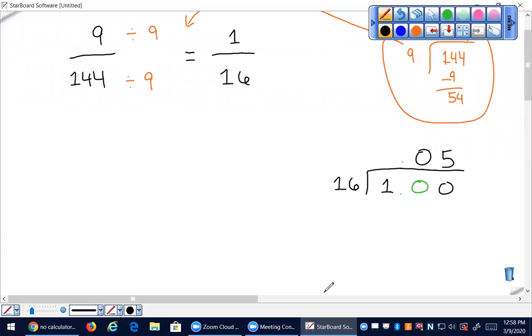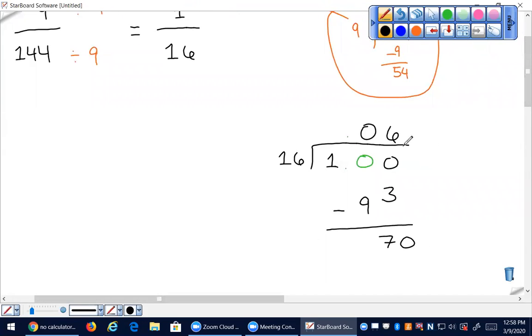Or 16s, I'm talking about. So 5 times 6 is 30. 5 times 1 is 5, 80. Nope, I could have gotten bigger. 6 times 6 is 36. 6 times 1 is 6, 7, 8, 9.